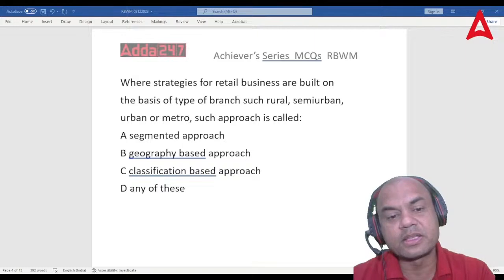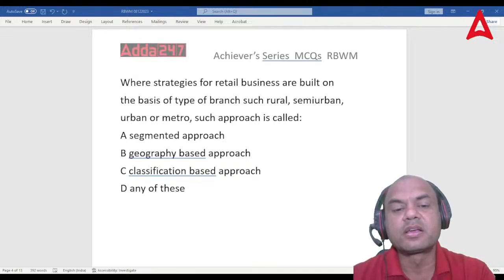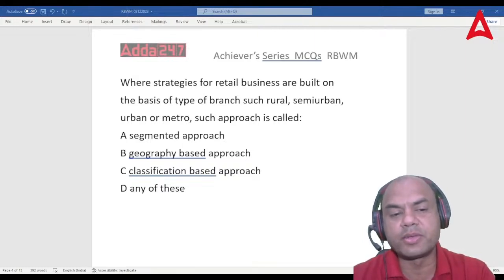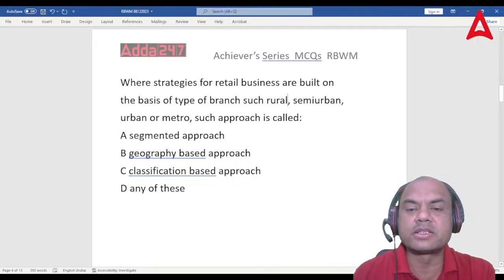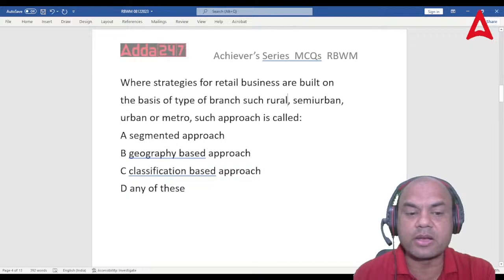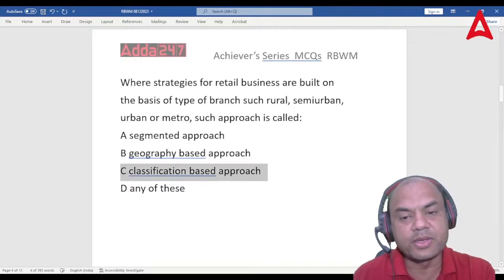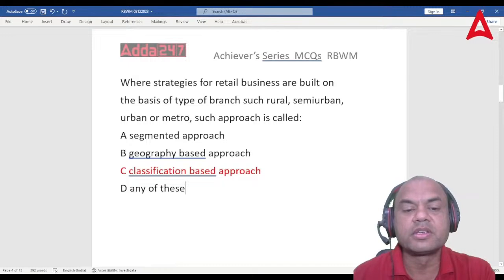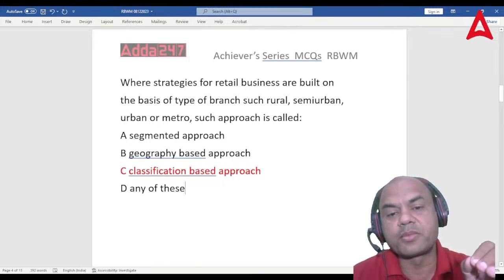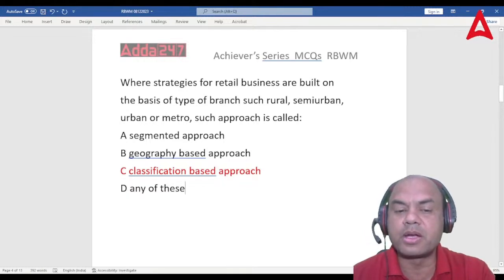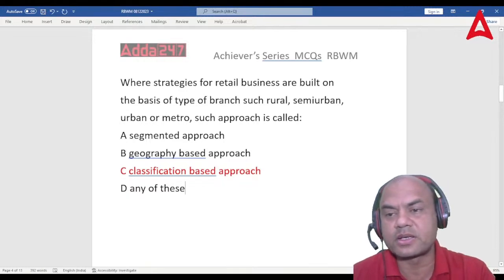Classification means, this is the real answer. Classification means rural, semi-urban, urban, as we differentiate between the branches: this is the urban branch, this is a semi-urban branch. So this becomes the answer. Okay. So classification based approach where the branches are of the type rural, semi-urban, urban, metro. It is called as classification type. Okay.